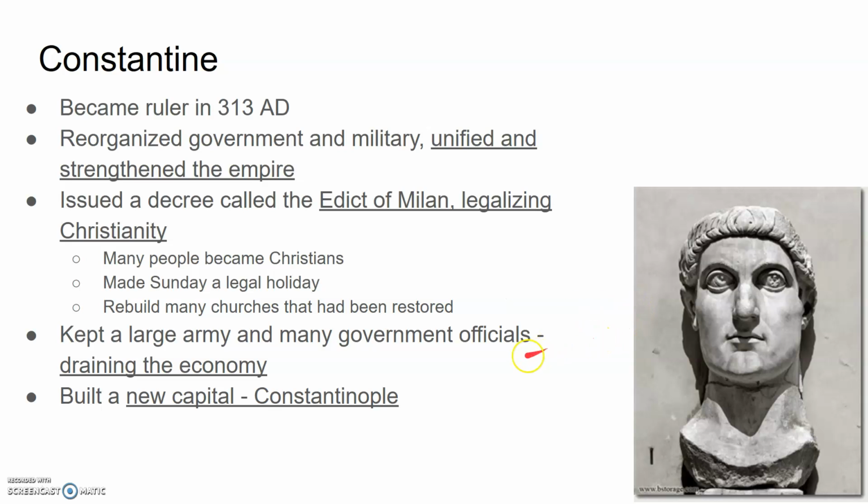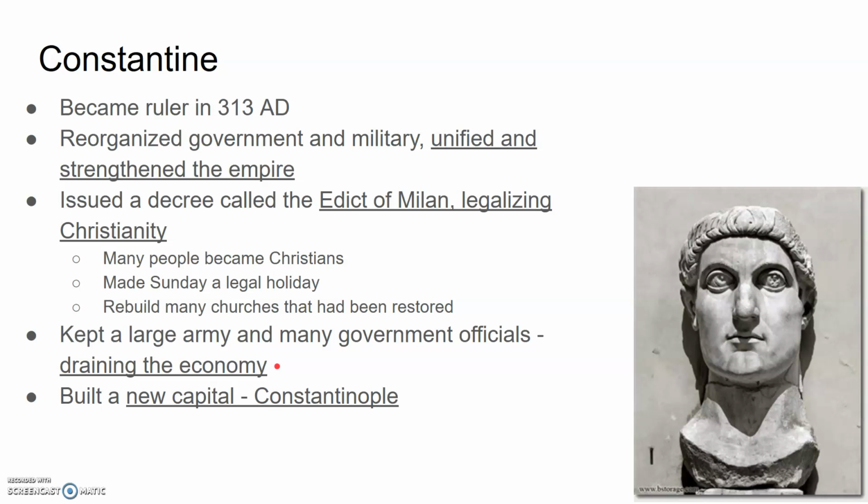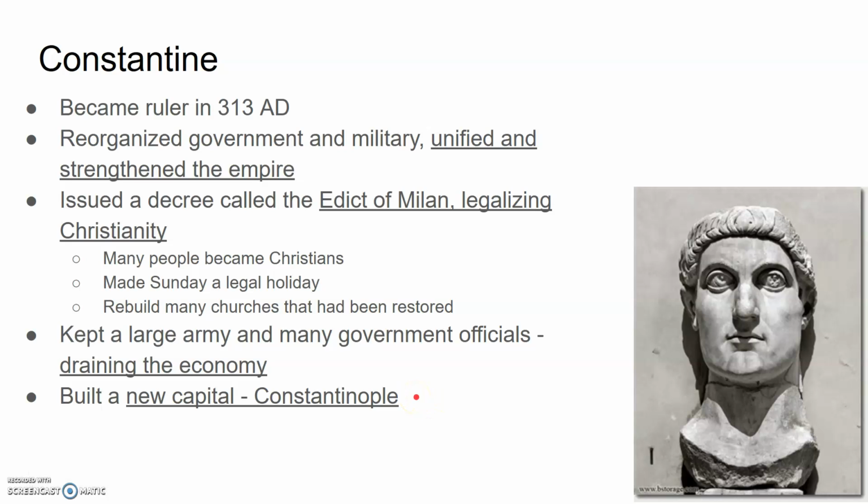He also kept a large army and had many government officials. So he was trying to have control over the entire empire. Remember, because it was all unified, that means he needs a lot of government officials and a really large army. So that made it strong, but it weakened the economy. He lost a lot of money due to spreading himself out. He also spent a lot of money on building a brand new capital called Constantinople. This is in what is now Turkey today. It was a beautiful new capital, but it drained the economy even further. So under Constantine, he did a lot of great things, stopped the persecution of Christians, unified and strengthened the empire, but also drained the economy and lost a lot of money due to all his efforts.